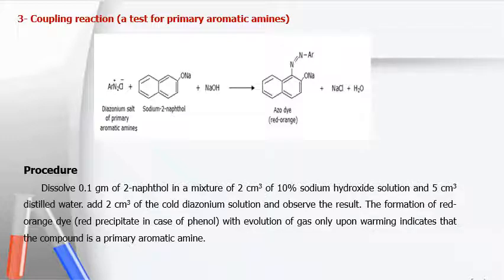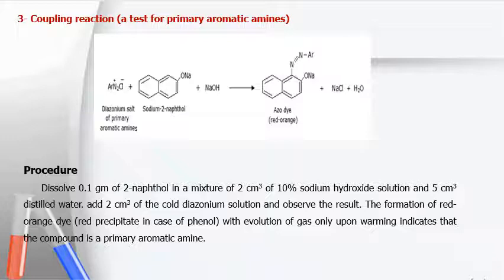water. So the procedure of this test is we are going to dissolve 0.1 gram of 2-naphthol in a mixture of 2 ml of 10% sodium hydroxide solution. So we need to prepare that solution, 10% sodium hydroxide, and 5 ml of distilled water. Then we add 2 ml of the cold diazonium solution and observe the results.